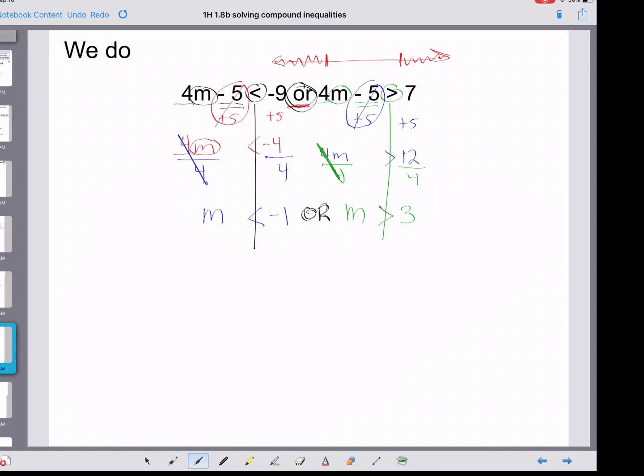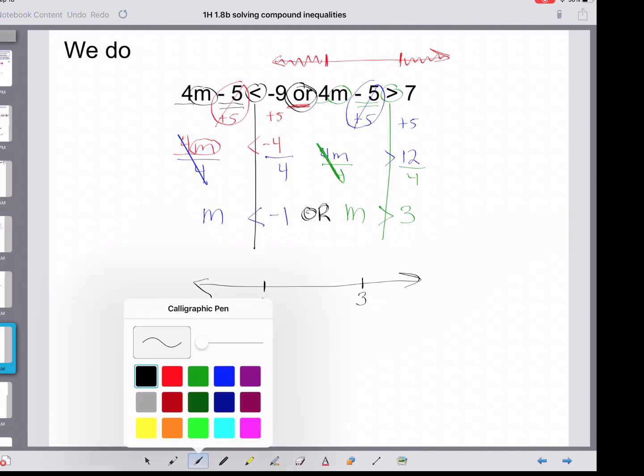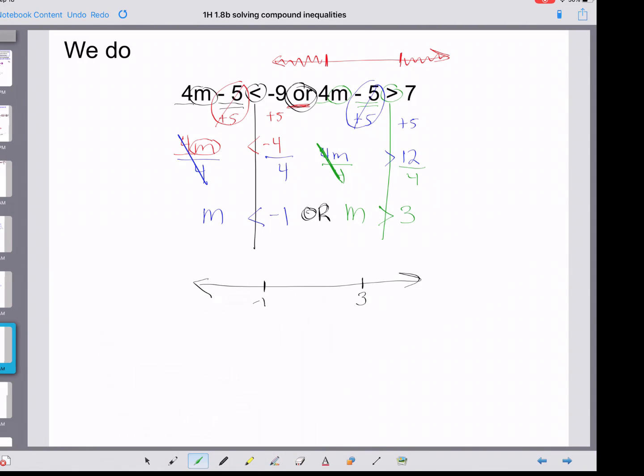All right, let's get our number line down. This will be the graph for it. The two numbers that are most important are negative 1, the smallest number, and the biggest number that's important to us is 3. Let's talk about open or closed circles on those. m is less than negative 1 means open circle. m is greater than 3 means an open circle as well, no equal to sign.